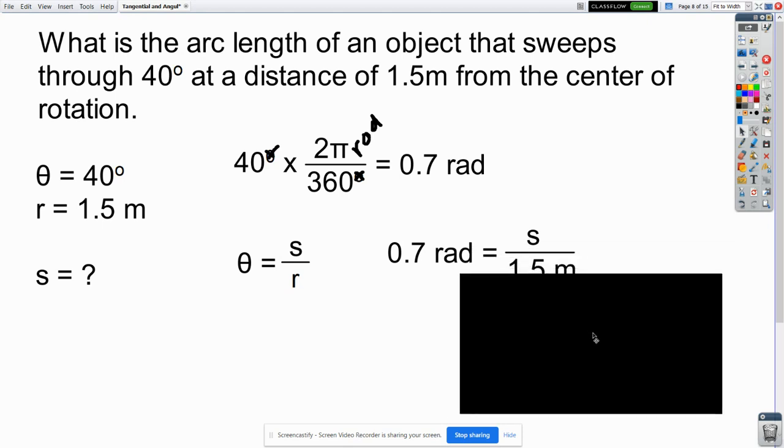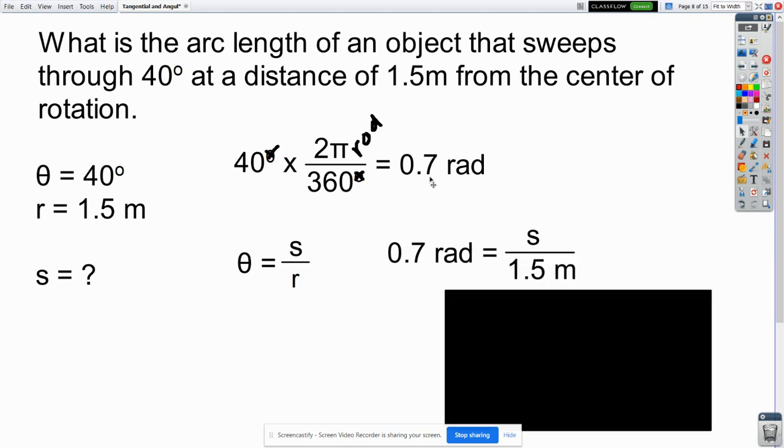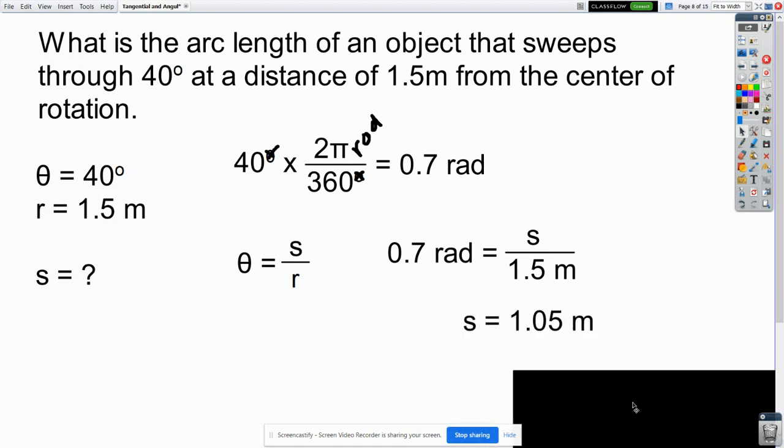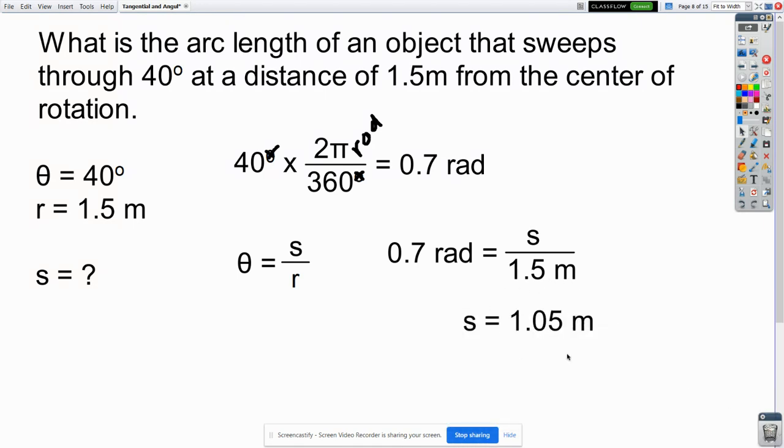Substitute. Our angular displacement is 0.7 radians. Our arc length is what we're trying to find. The radius is 1.5. Multiply both sides by 1.5 to solve. So 1.5 times 0.7 is 1.05, or really 1 if you want to keep your significant figures going. And that will be in the same unit as your radius. It's going to be meters.